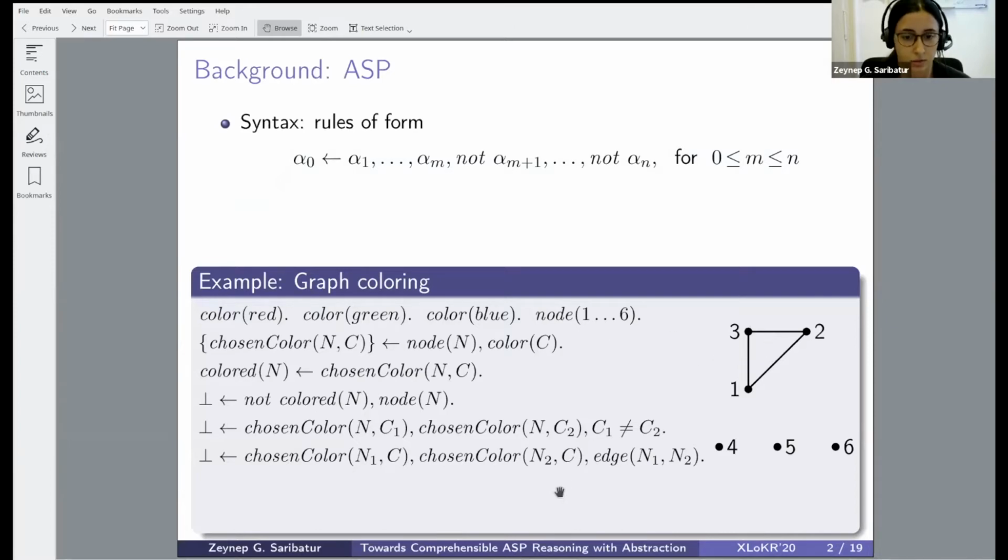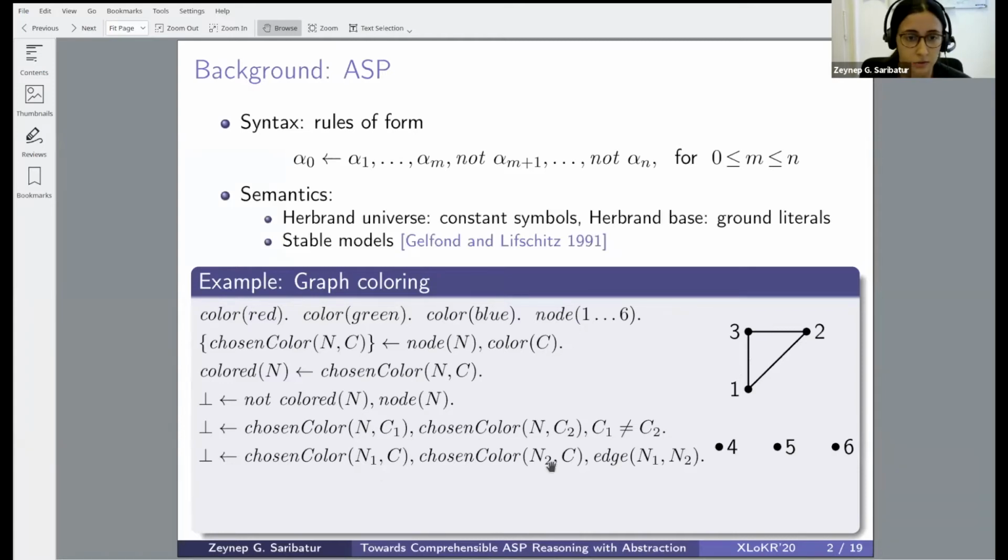And you can elegantly describe it with answer set programming, where you first describe your instance with facts: you have these colors, you have these nodes, and you describe which edges you have. Then the idea is to first guess a coloring for a node, and then check whether this coloring indeed satisfies certain properties you want to achieve. All nodes should be colored. A node shouldn't be colored with more than one color. And if two nodes have an edge together, they shouldn't be colored the same color. So it can be quite easily described.